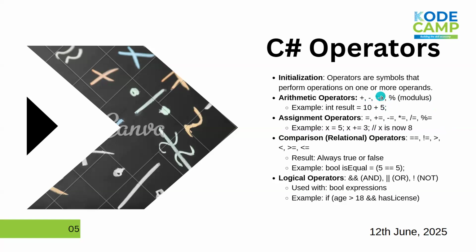Right, so that's the difference between the two. This one doesn't care about the remainder, while the modulus cares about the remainder. All right. The next one is assignment operators.